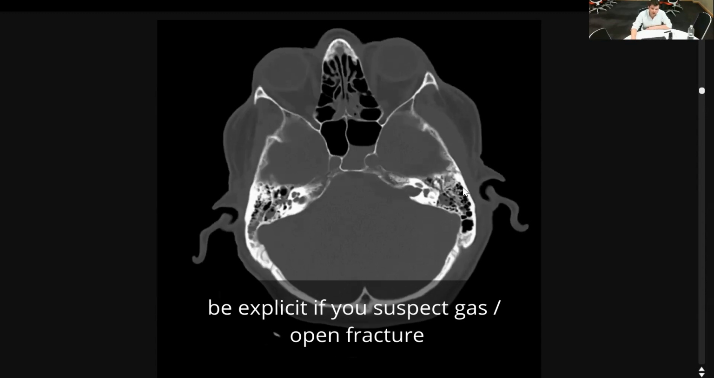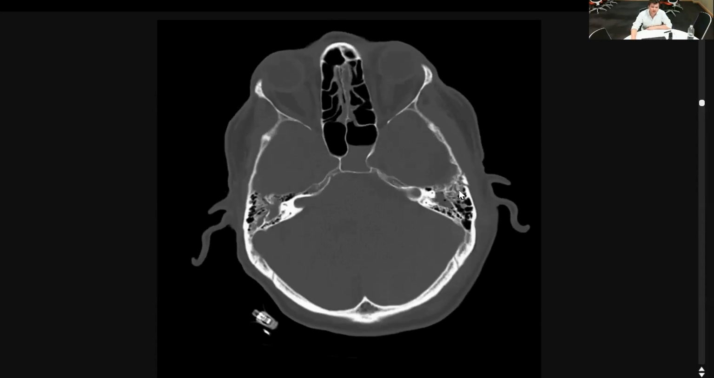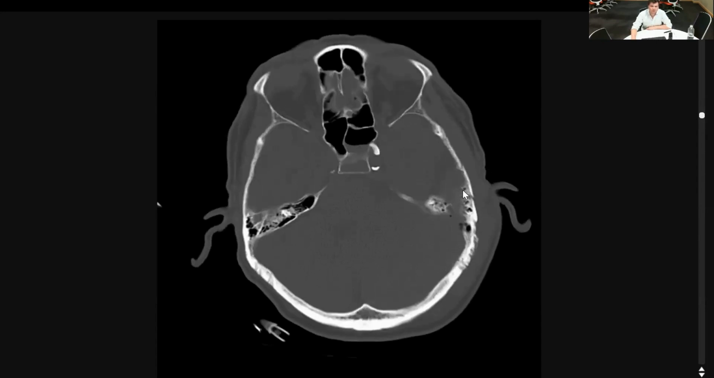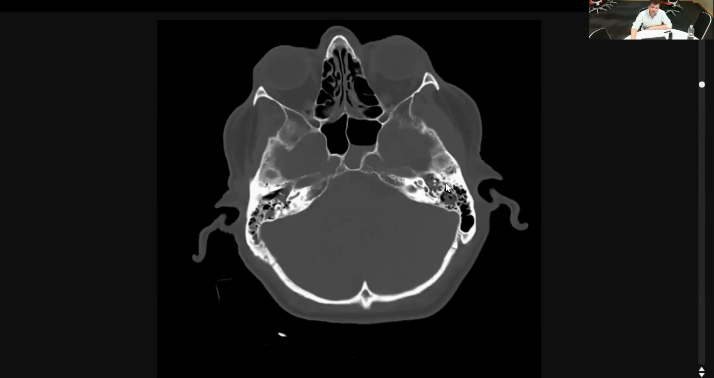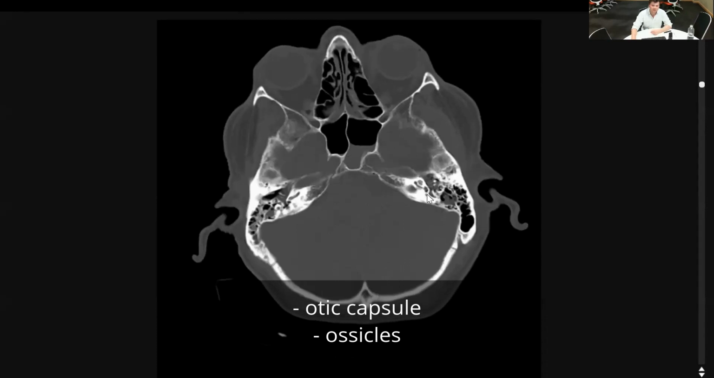So with the temporal bone fractures, you can spend ages picking apart which bit of the temporal bone's involved, but no one's going to read your report. They'll just say complex temporal bone fracture. Things to comment on is the otic capsule. So you see around the internal acoustic meatus and around your semicircular canals, you've got this really dense bone here. If you get fractures which extend through here and crack into this, then there's going to be sensorineural disturbance. So that's something that's worth commenting on, saying the otic capsule is preserved or is violated.